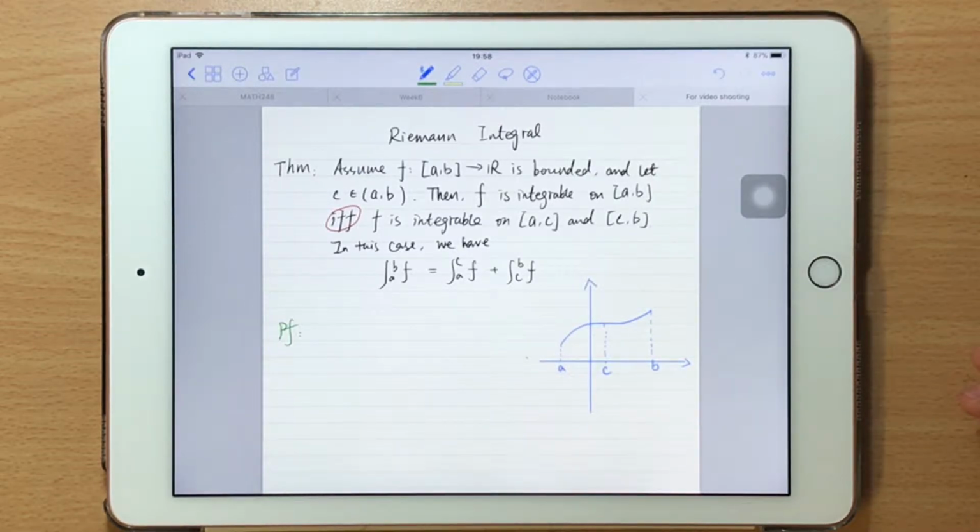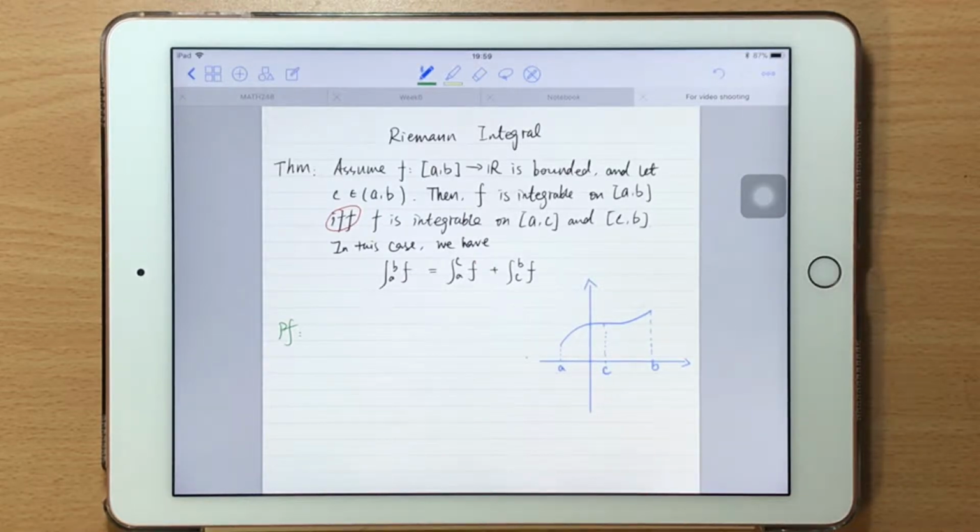The proof is not difficult. It's all about taking some partitions. To prove it's integrable, you want to find some partition that satisfies certain criteria. And so the point is, how are you going to choose the partition to show it's integrable?